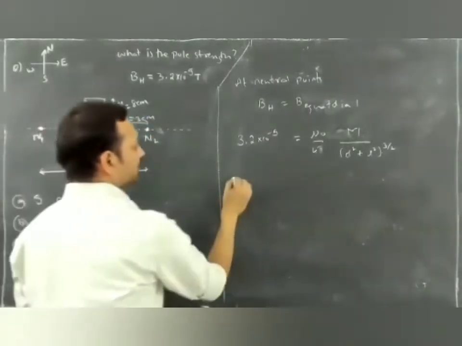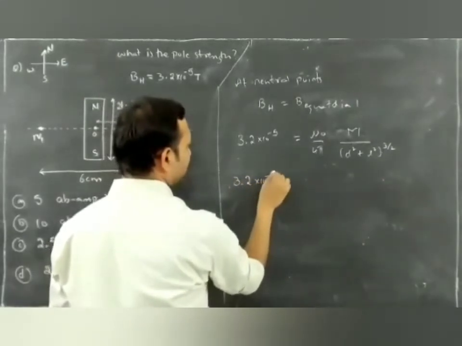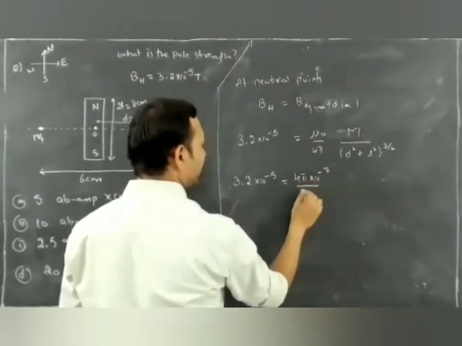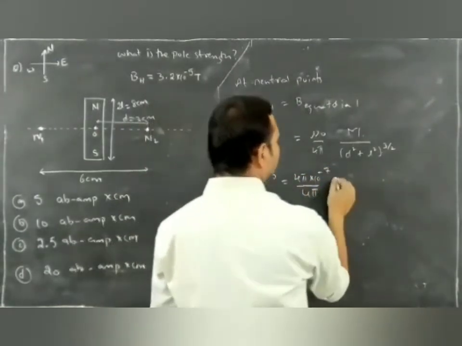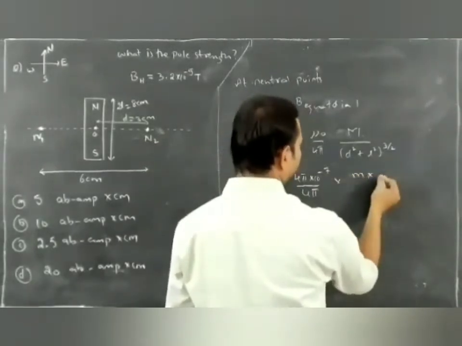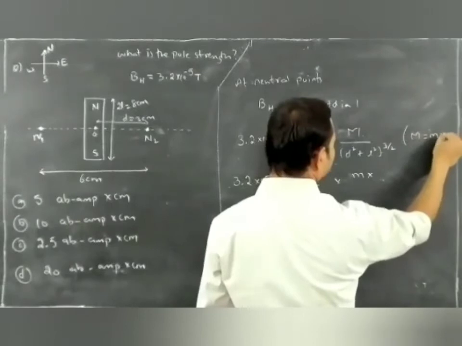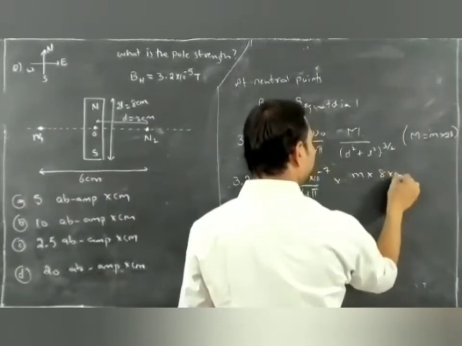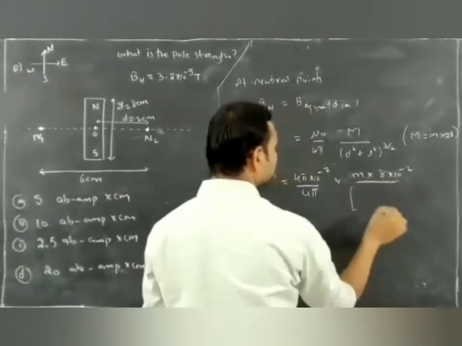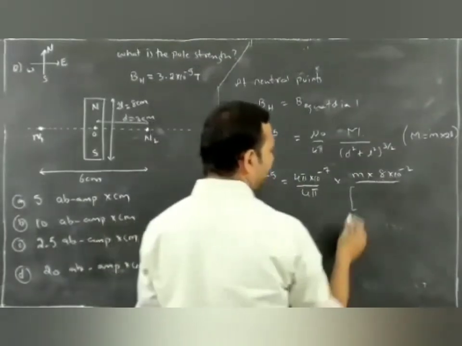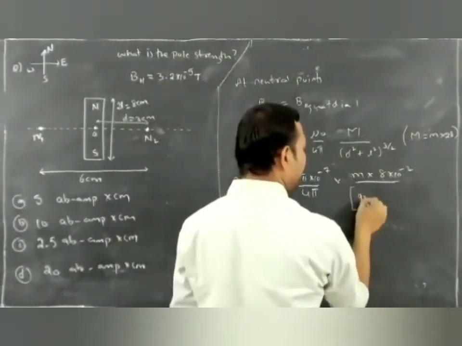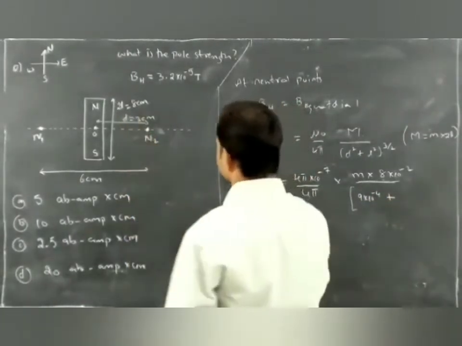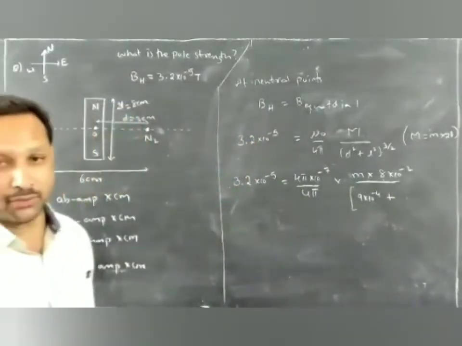So here 3.2 into 10 power minus 5 is equal to mu naught value 4 pi into 10 power minus 7 by 4 pi into small m into 2l. So capital M is equal to m into 2l; this is the formula for the magnetic moment, and 2l is 8 into 10 power minus 2 meter, by d value 3 centimeter squared, which is 9 into 10 power minus 4, plus L squared. 2L is equal to 8, which means L is equal to 4.